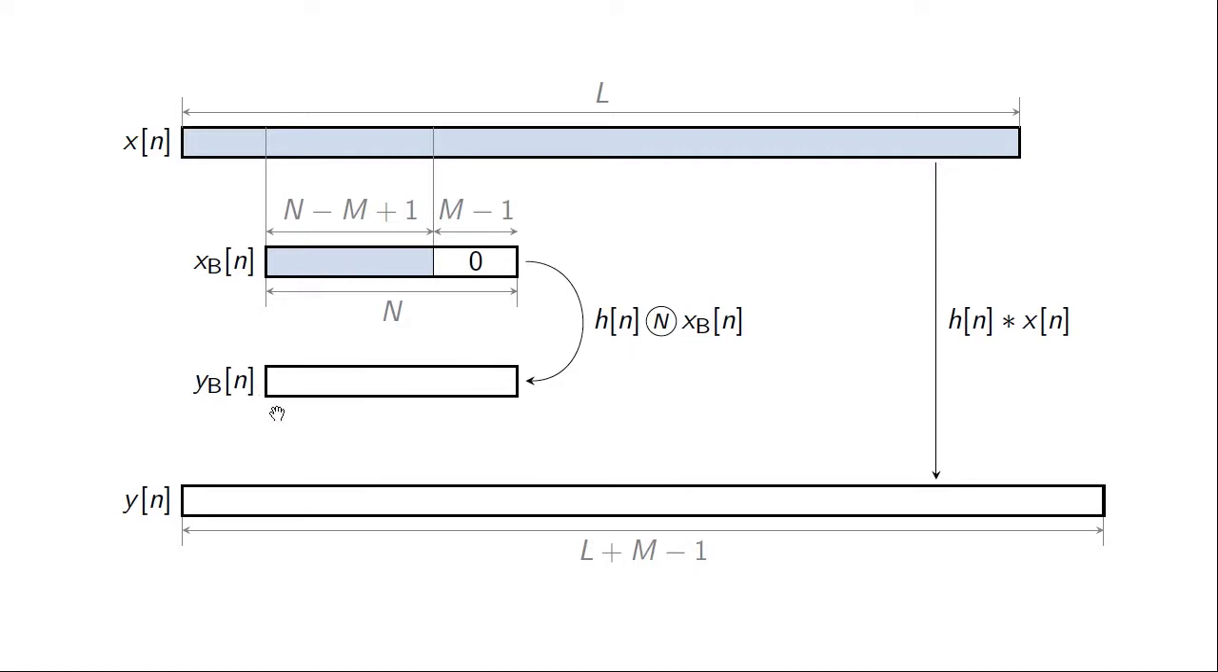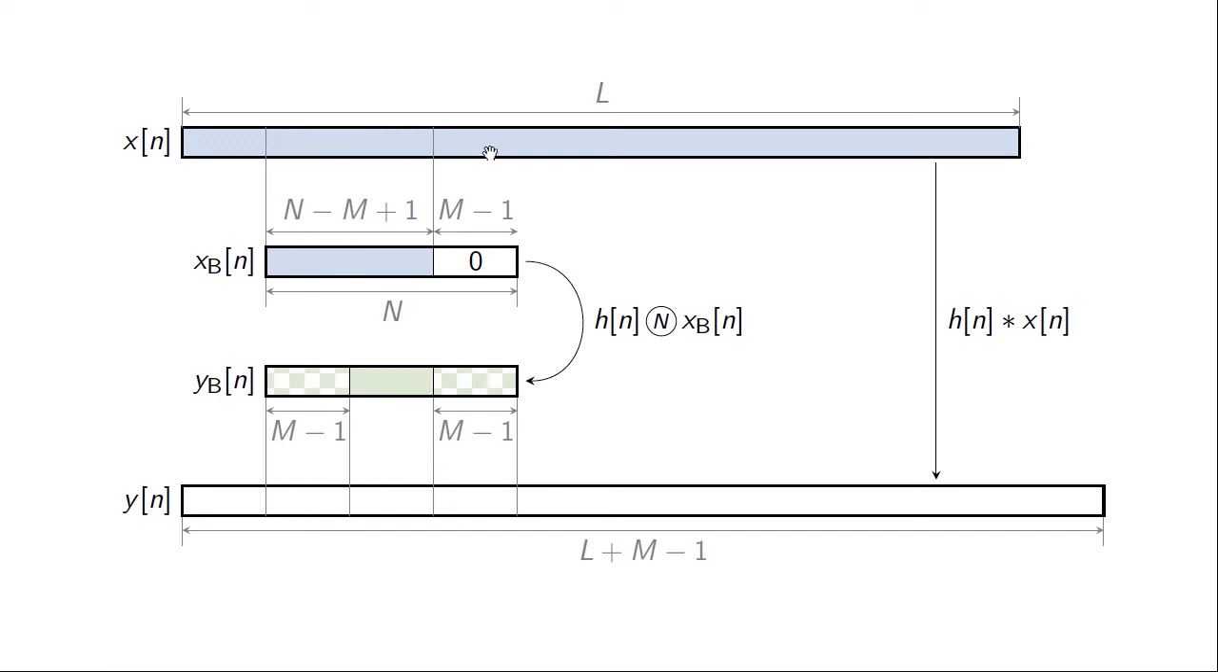The key benefit this would have would be that when we apply the circular convolution to go from xb to yb of n, all of the values in yb of n would correspond to the linear convolution of xb of n with the impulse response h of n. However, while the values of yb of n correspond to the linear convolution of xb of n with h of n, they don't necessarily correspond to the linear convolution of the values of x of n with h of n.